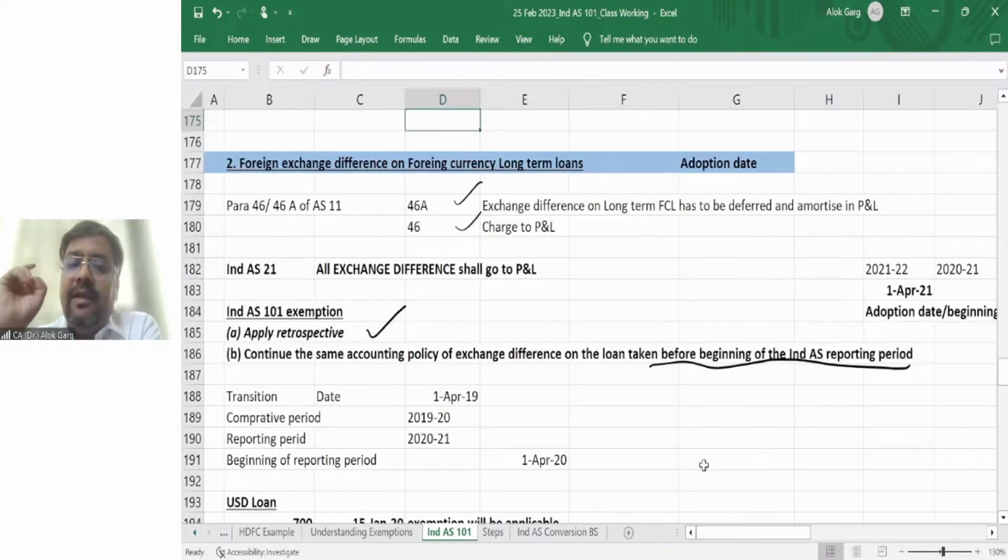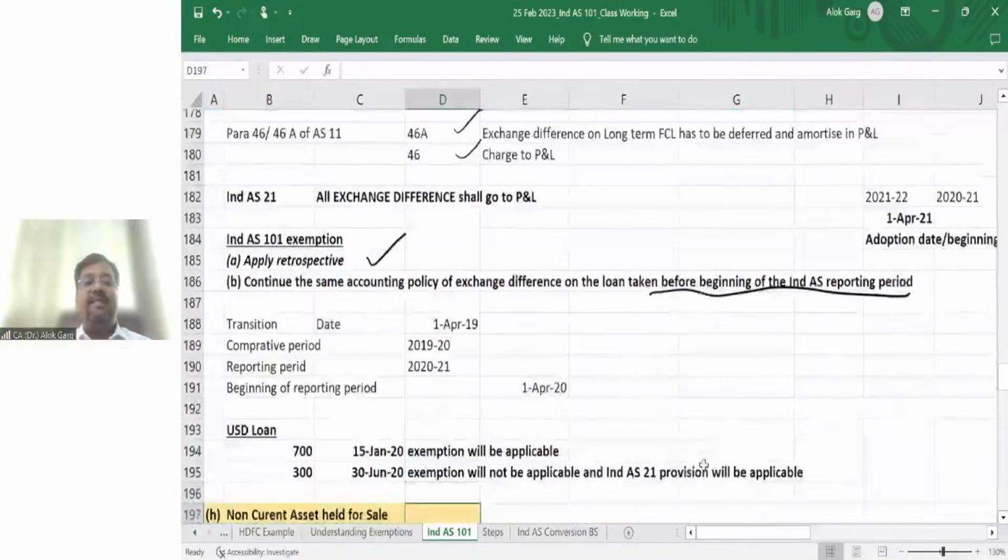But Ind AS 101 has given one exemption. What is that exemption? Ind AS 101 says that continue the same accounting policy of exchange difference on the loan taken before the beginning of the Ind AS reporting period. Ind AS reporting period means current year, right? Means before the adoption date, whatever loan you have taken, you can apply the same accounting that you are applying in IGAAP. This is the exemption which is given. And you can understand it with the help of this example as well.